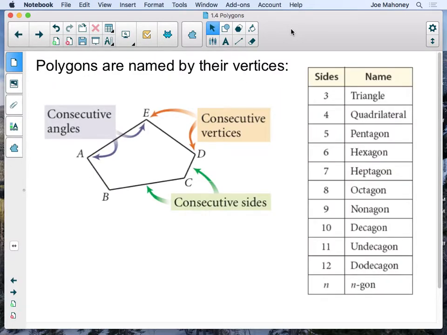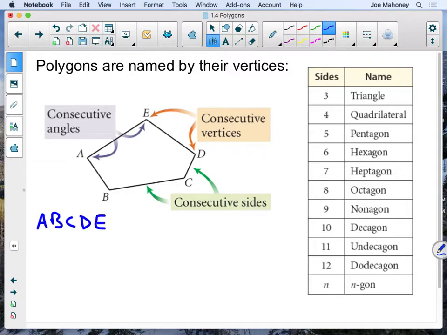Okay, so we saw that a polygon was a closed shape that was made of line segments, no curves, can't be bending in or anything like that. So when we name a polygon, we name it by its vertices. In this case, we have a five-sided polygon. We would name this polygon A, B, C, D, E.